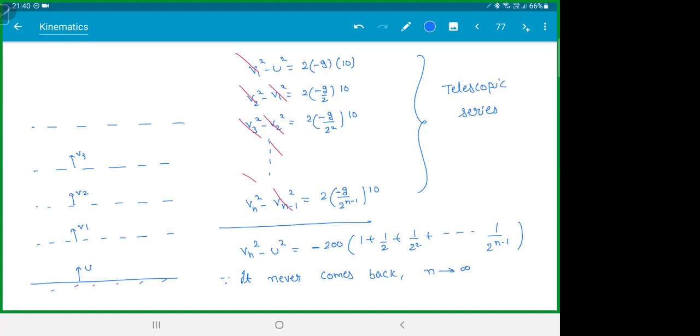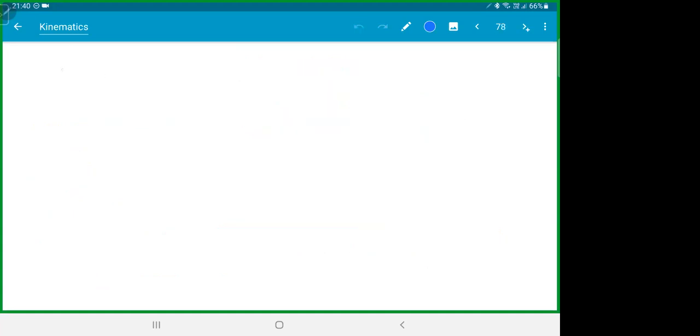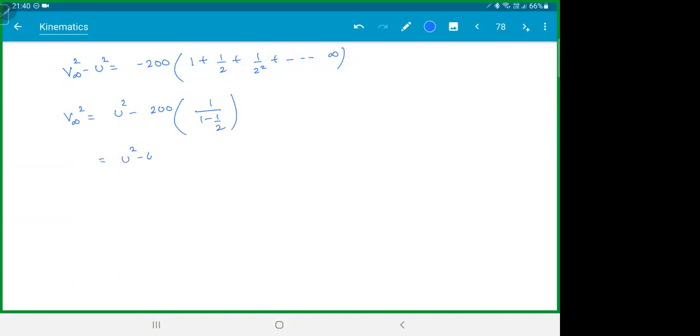Then what to do? Done. I'll just run the page again. So we will get v infinity square minus u square is equal to minus 200 times (1 plus 1 by 2 plus 1 by 2 square, so on till infinity). So we get v infinity square is u square minus 200, and the sum of the series will be 1 by 1 minus half. And that will be u square minus 400. And remember, you never stop. So this should be greater than or equal to 0. So u should be greater than or equal to 20 meters per second.